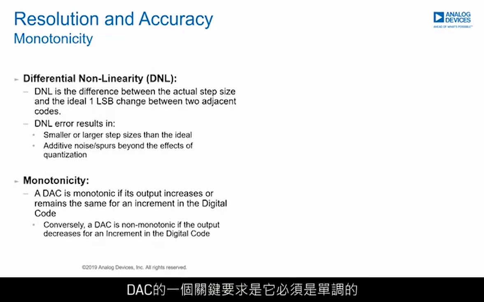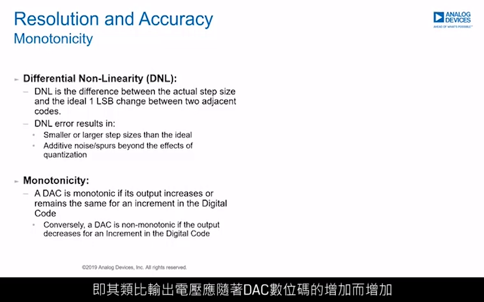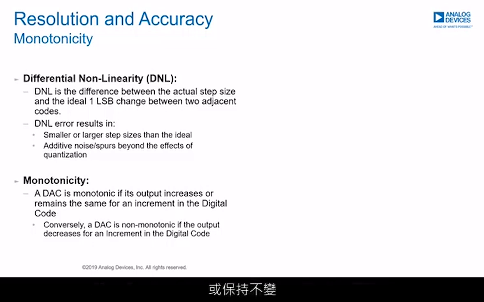A key requirement for a DAC is that it is monotonic. That is, that its analog output voltage should increase or remain the same as the DAC's digital code increases. If the output of the DAC decreases as the digital code increases, a DAC is said to be non-monotonic.